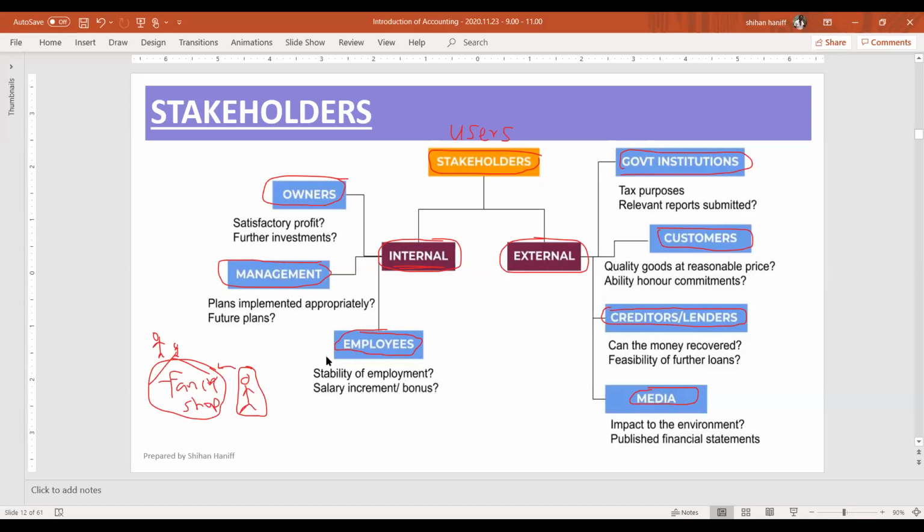And also there are external stakeholders. For example, the Inland Revenue Department. So what they do, they charge tax, right? So for this fancy shop, the income for the month is 1 million.